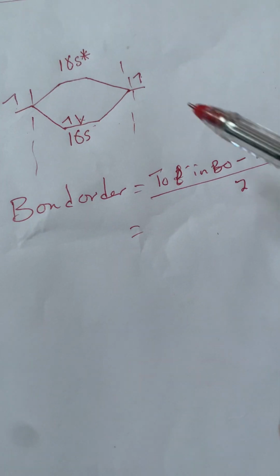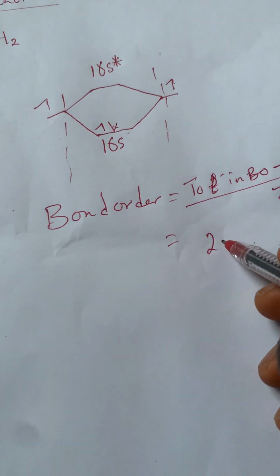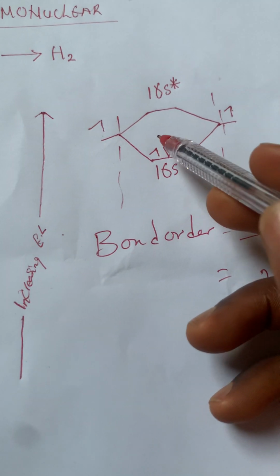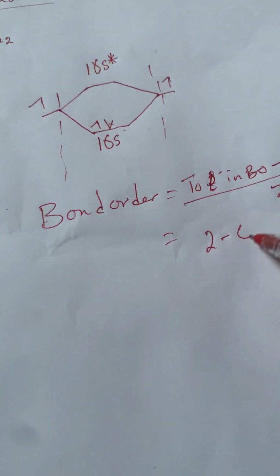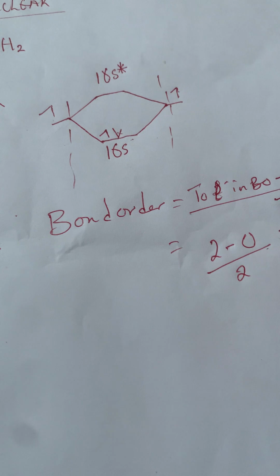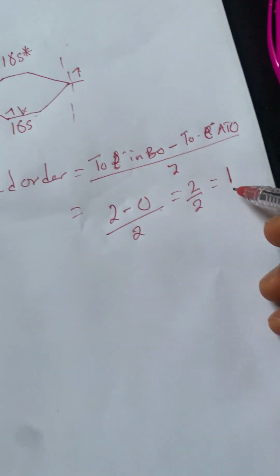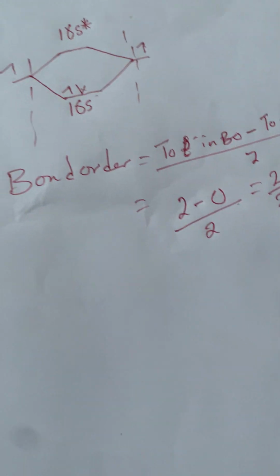2. That is the total electrons that you have in the bonding orbital, which is 2. So 2 minus, going to anti-bonding, you have nothing in anti-bonding here, so you say 0, divided by 2. Then it is equal to 2 minus 0, that is 2. 2 divided by 2, then you have 1. It means that this molecule exists. That is, the molecule is stable.